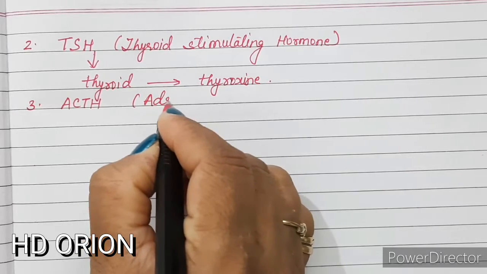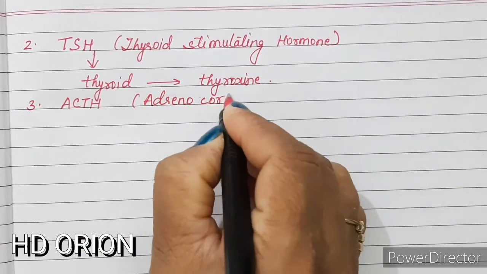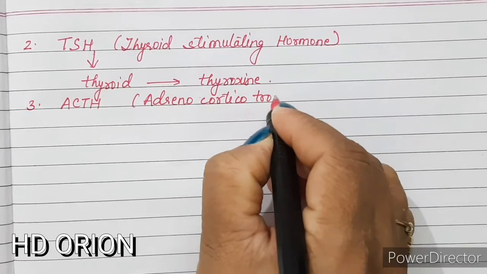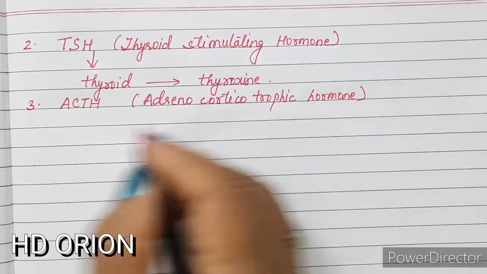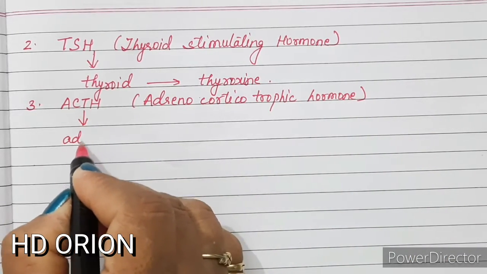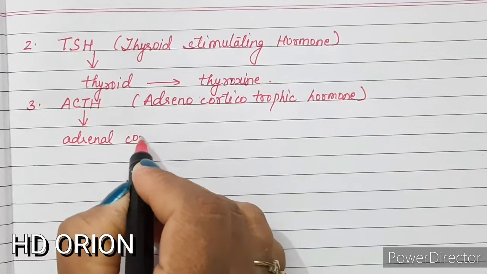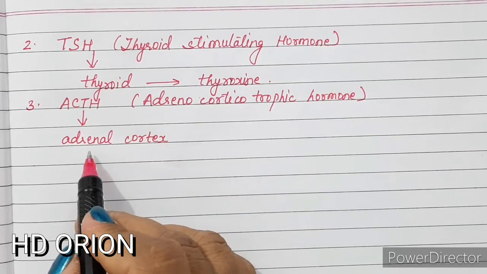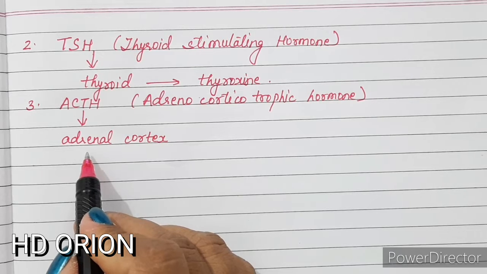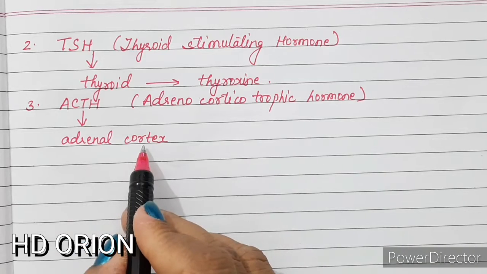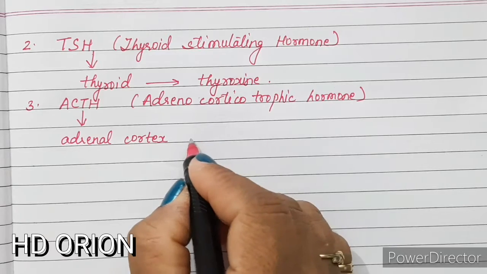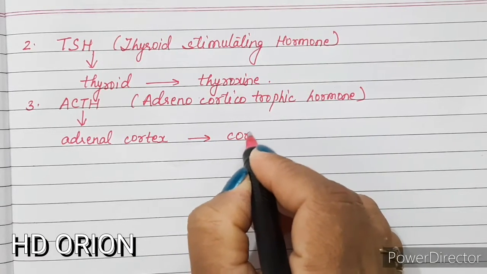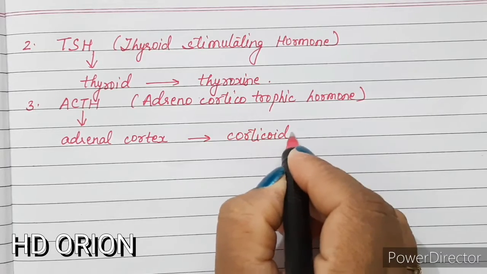It stands for adrenocorticotropic hormone. This stimulates the adrenal cortex of the adrenal gland. The adrenal gland is present above the kidneys. These are also known as suprarenal glands and are divided into two regions, adrenal cortex and adrenal medulla. So ACTH will stimulate the adrenal cortex, and then the adrenal cortex will secrete the hormones which we generally call corticoids.